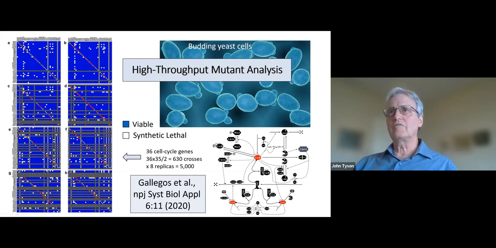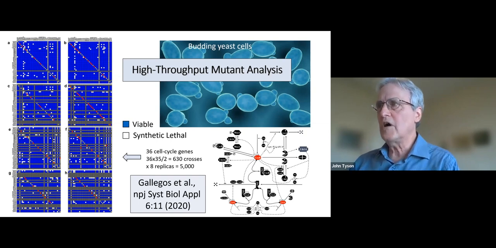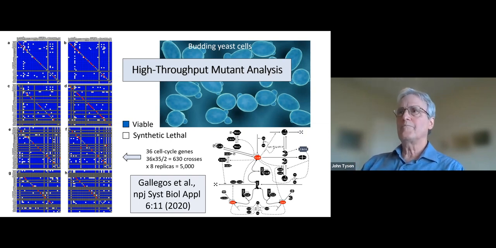So again, lots of data generates some reliability on classifying whether you have synthetic lethality or not. And then in this paper, there was an underlying mathematical model of the budding yeast cell cycle, which was used to predict viability or inviability of the crosses, and the data was used to help understand the model and vice versa. So these are just three different examples of the kinds of high throughput data that can benefit from this sort of dynamical approach, at least in my opinion.